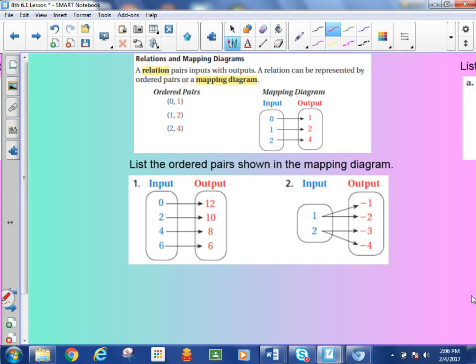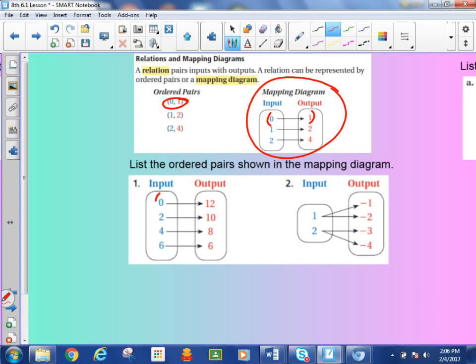It says, list the ordered pairs shown in the mapping diagram. So here's our mapping diagram. Ordered pairs are just your X's and Y's. So you're basically pulling this information and putting it into a set of ordered pairs. Pretty easy. We're going to review it really quick, and then you'll be able to move on pretty fast.